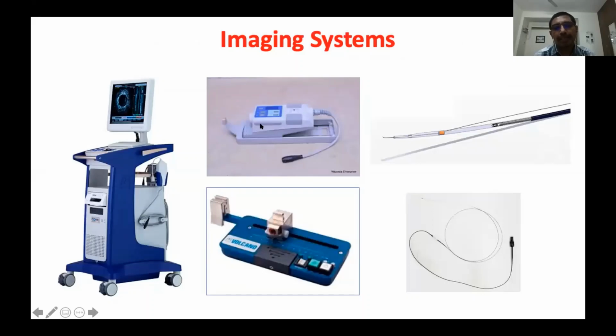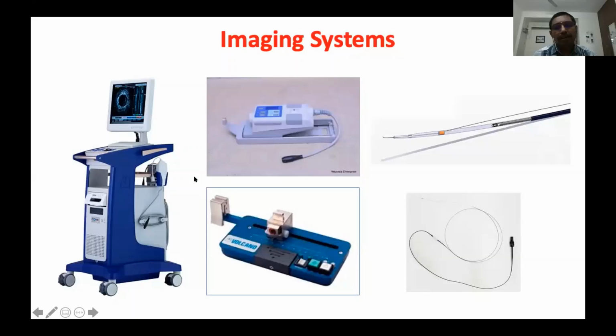Then the second part is your motor drive unit. The motor drive unit is responsible for the revolution, that is, the rotation, of the IVUS catheter. And this is a pullback device. It pulls back the IVUS catheter at a constant speed to produce the longitudinal images and length estimation. The third part is your IVUS catheter. The IVUS catheter has a small transducer mounted at the tip, which is responsible for image production.